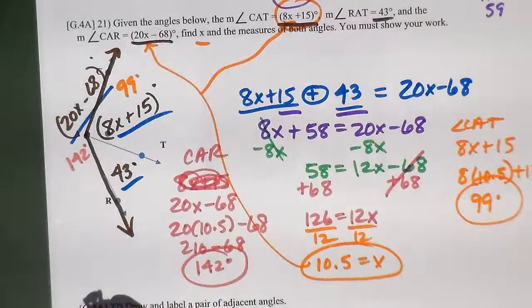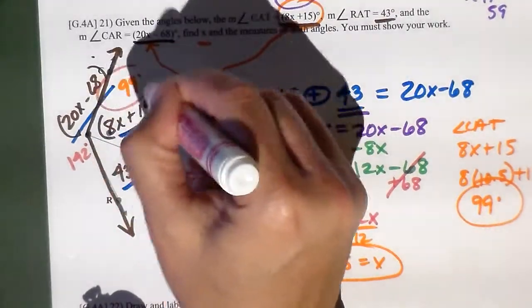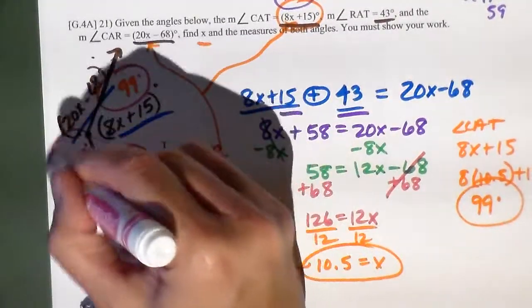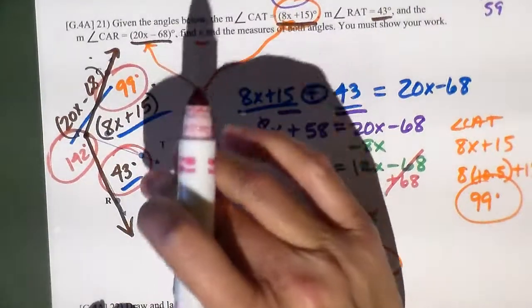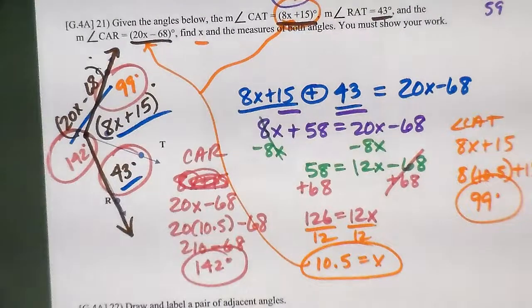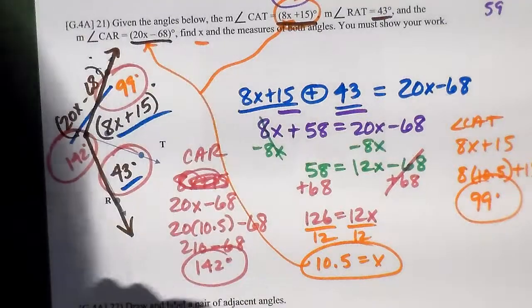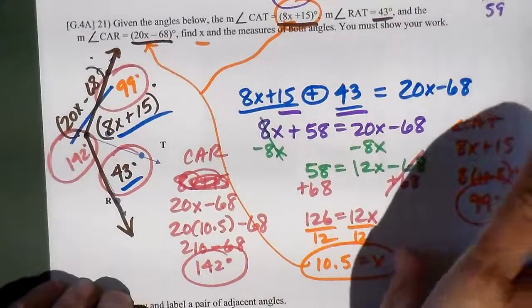Now how do I know if I did it right? Cat plus rat should equal car. 99 plus 43 does equal 142. So that's how you do the angle addition postulate using algebra.